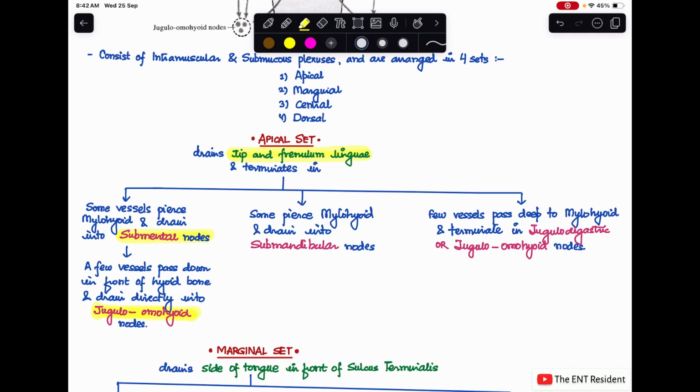Some of them may pierce the mylohyoid and instead of draining into the submental nodes, which is the 1A lymphatic nodes, they drain into the submandibular nodes, which is the class 1B. I've spoken about the different lymphatic levels of the neck in another video. You can check me out over there. And so this is the second pathway of drainage from the apical set. And the last pathway is a few of the vessels can pass deep to mylohyoid and terminate in jugulodigastric or jugulo-omohyoid nodes. So this is about the apical set drainage.